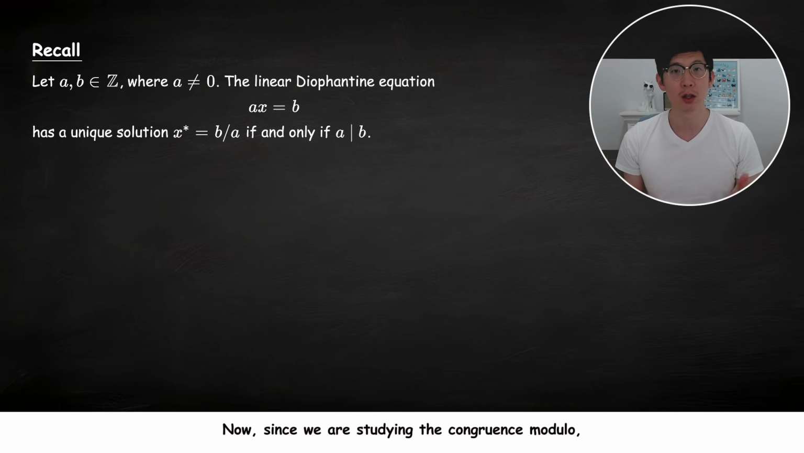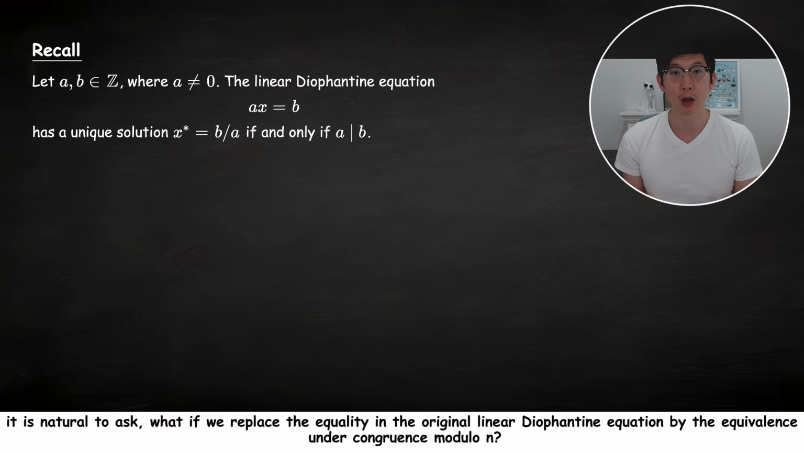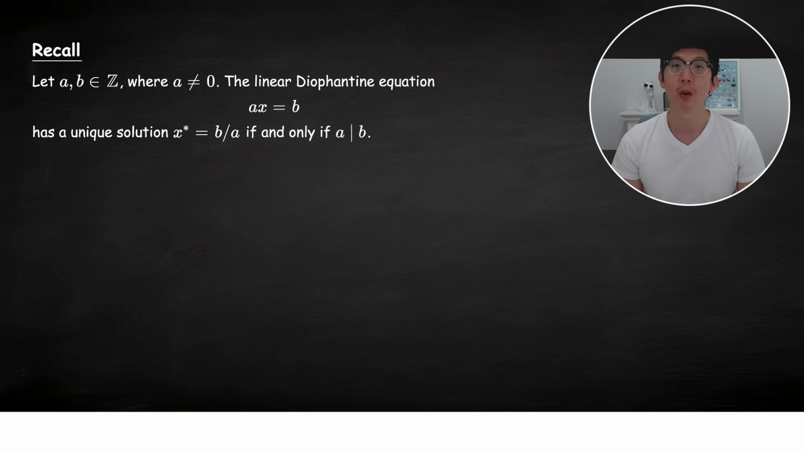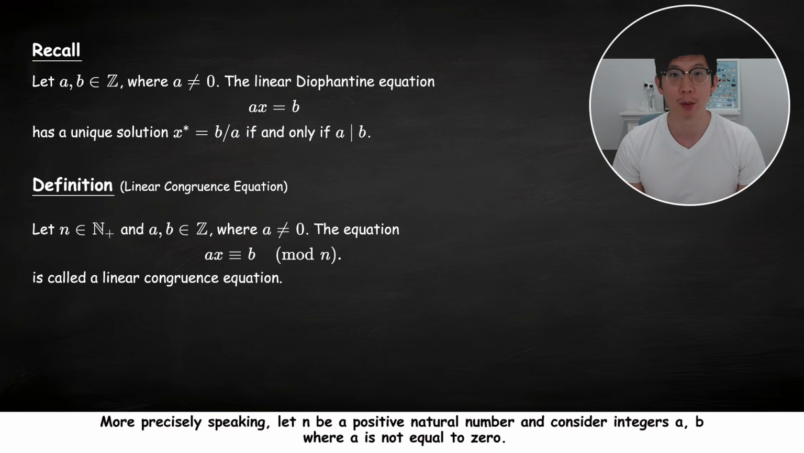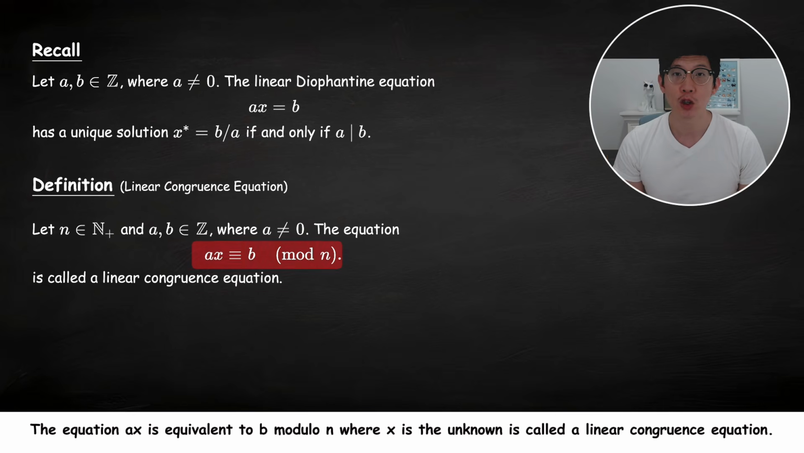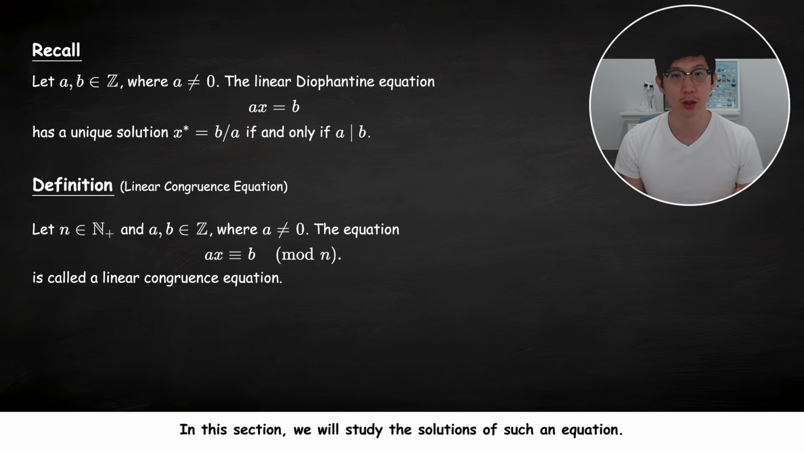Now, since we're studying congruence modulo n, it is natural to ask: what if we replace the equality in the original linear equation by equivalence under congruence modulo n? More precisely, let n be a positive natural number, and consider integers a, b, where a is non-zero. The equation ax ≡ b modulo n, where x is the unknown, is called a linear congruence equation. In this section, we will study the solutions of such an equation.